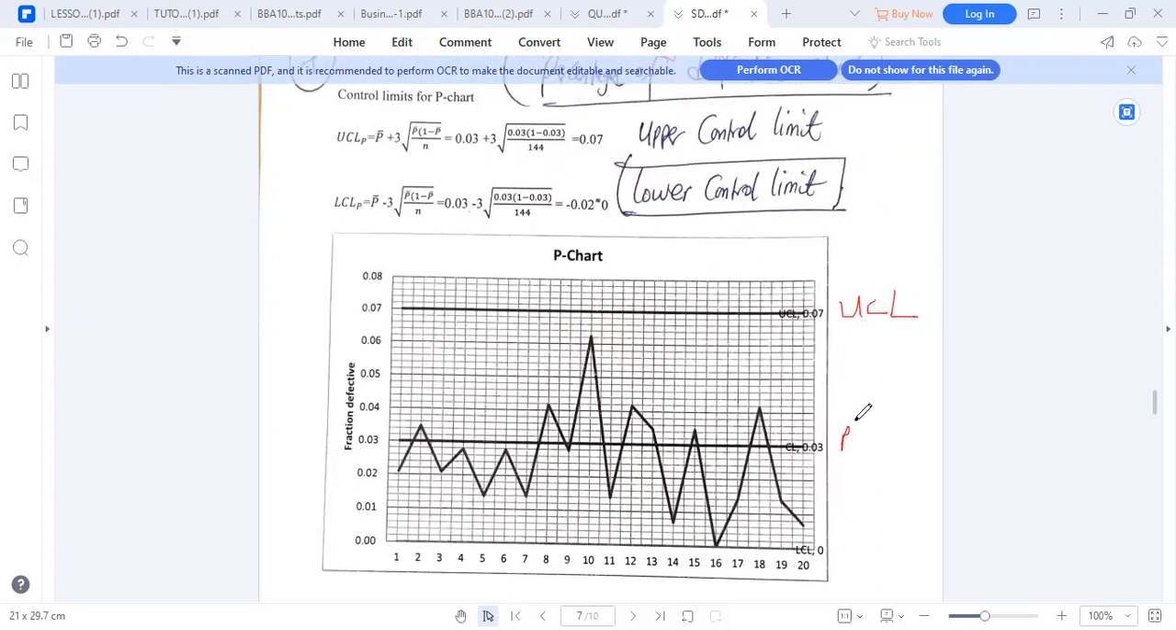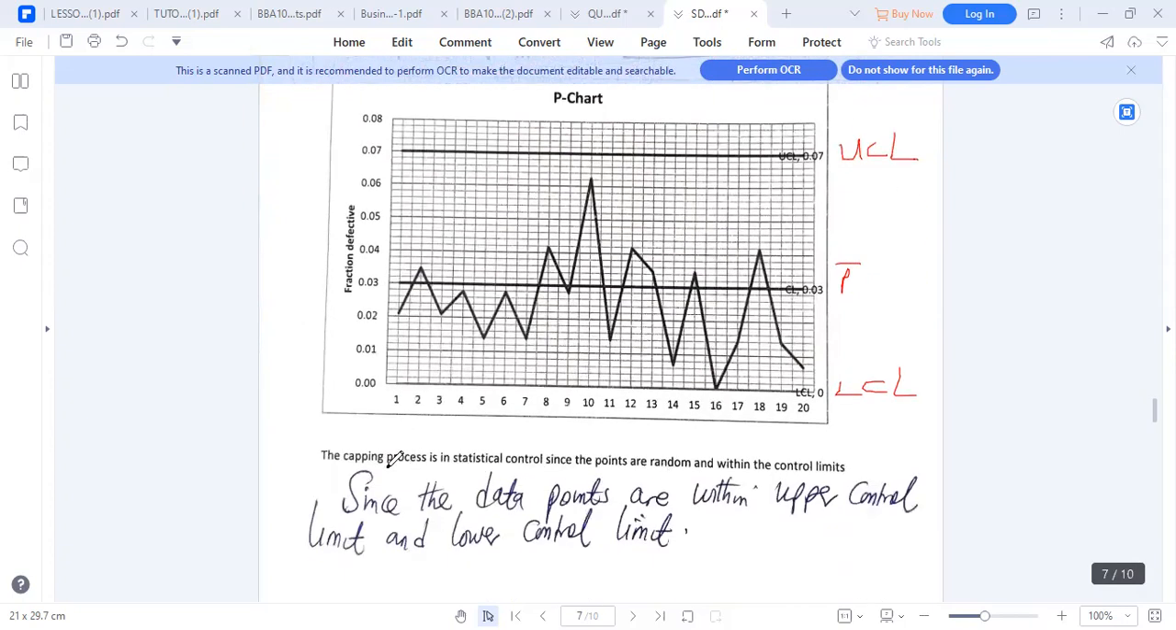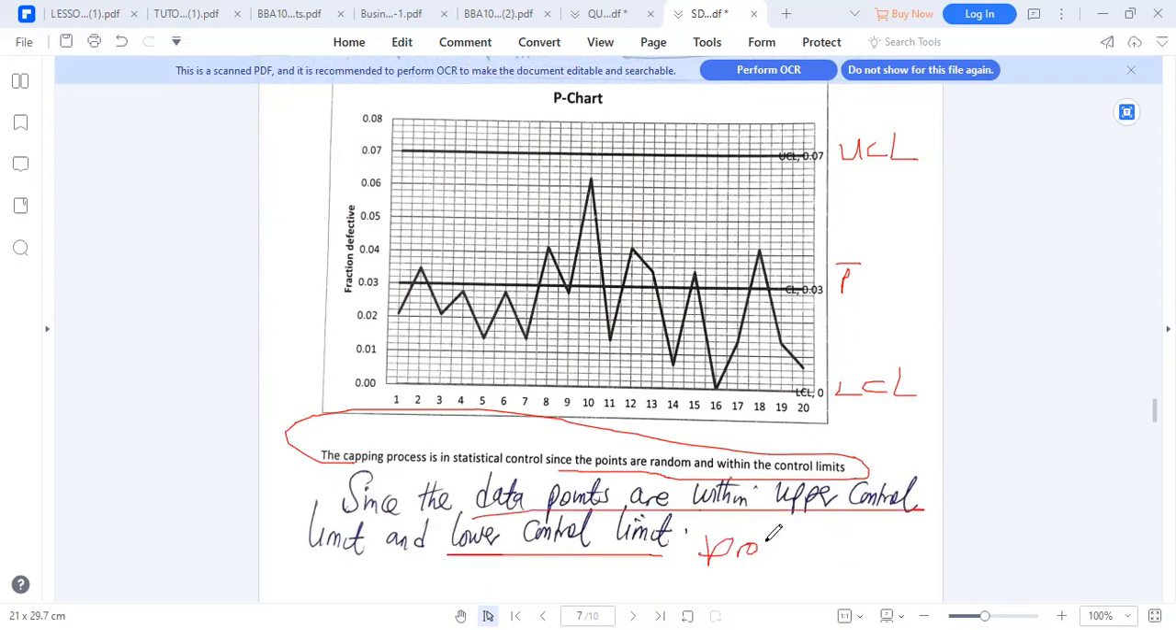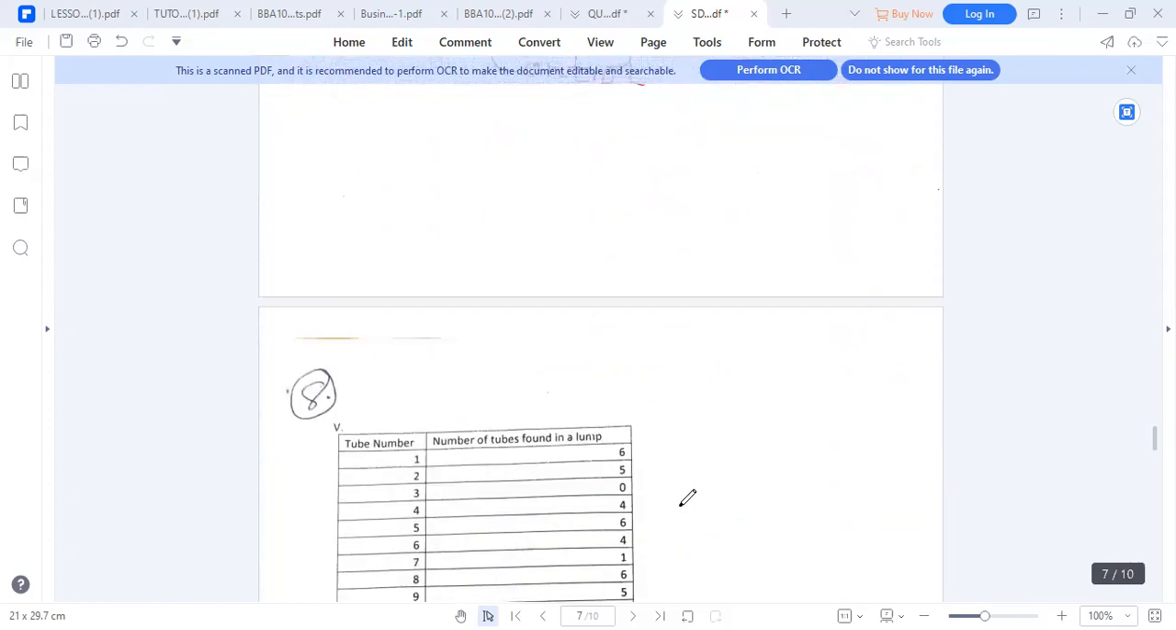So here we can see this is the upper control limit, this is P bar, the center line, and this is the lower control limit. So the process is in control for that one. The process is in control since all the data points are within the upper and lower control limits. So this is just about what goes on as we look at the control charts.